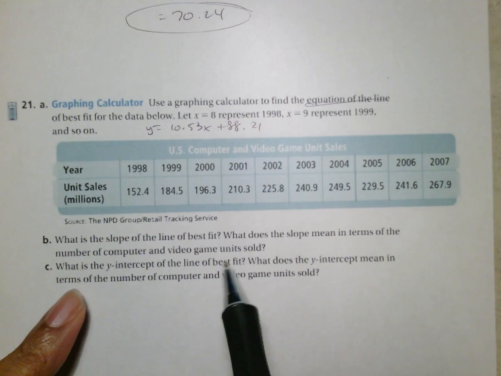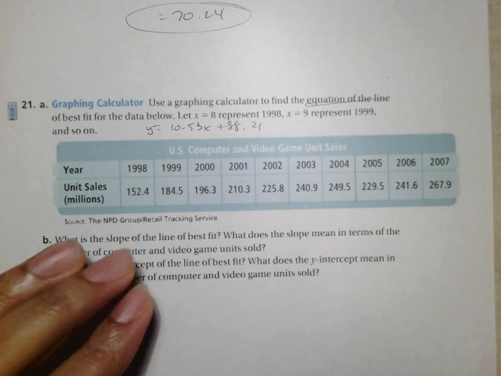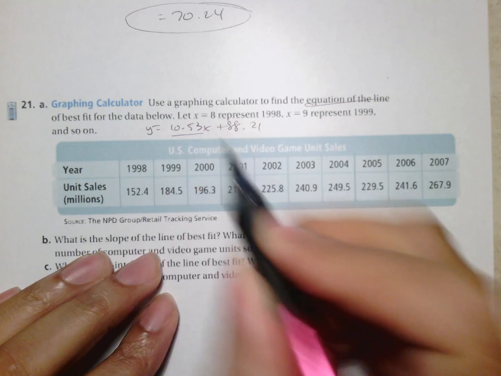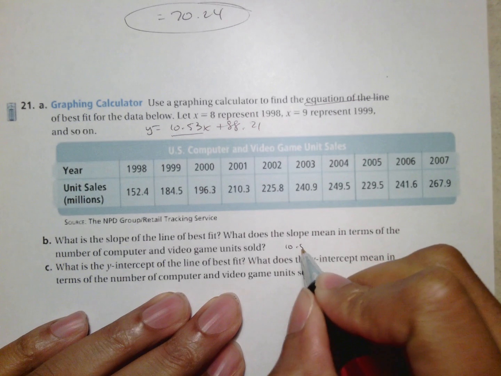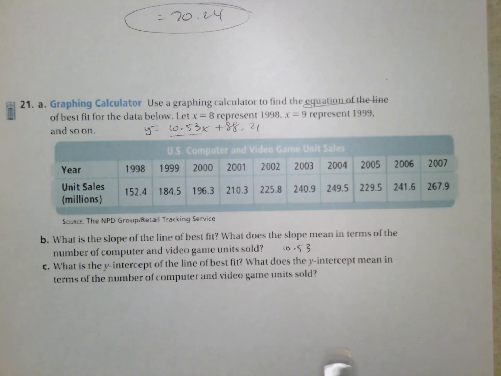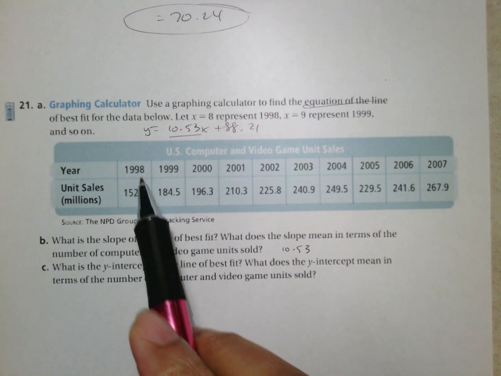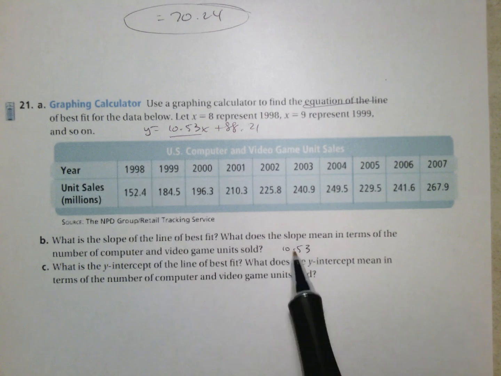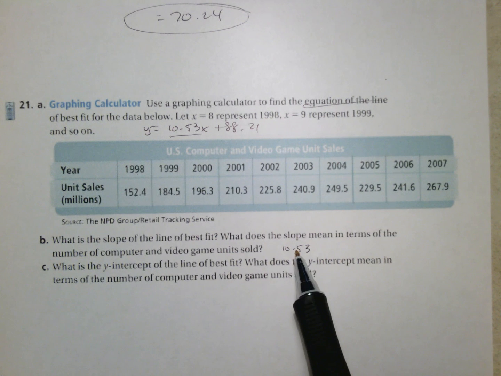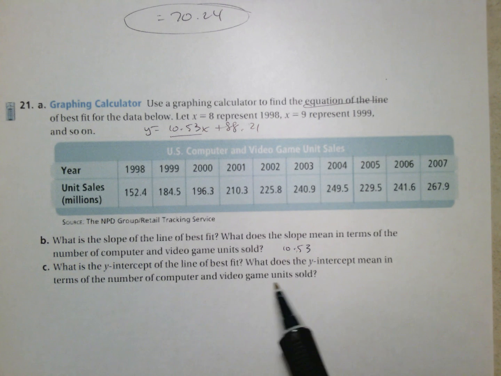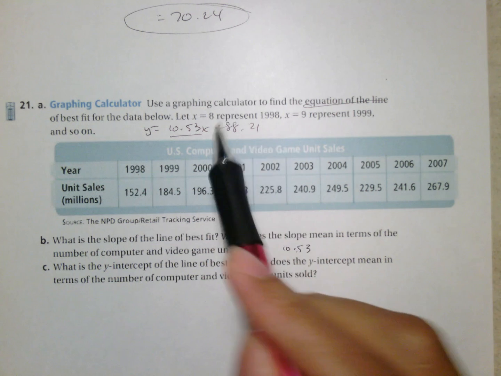They want the slope of the line of best fit. The slope, of course, is always going to be there, so your slope is 10.53. And what that tells us is, again, rate of change means it's this change based off of that, so pretty much every year it's going to increase by about 10.53. What is the y-intercept of the line of best fit, which is 88.21?